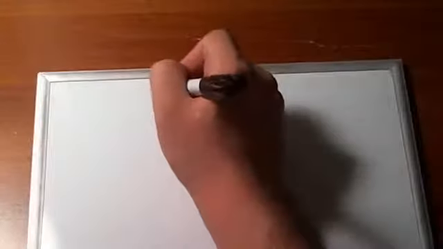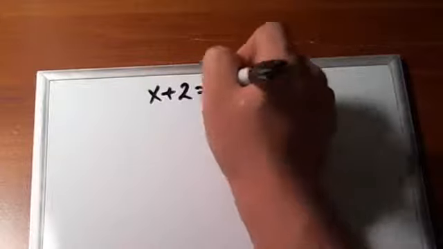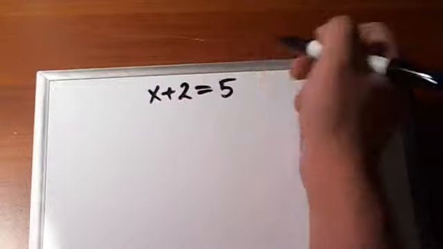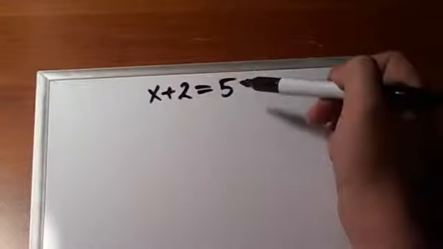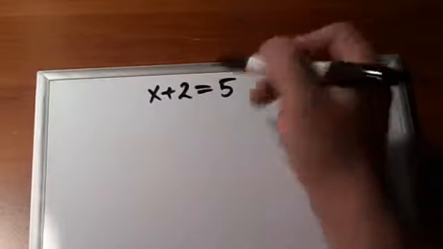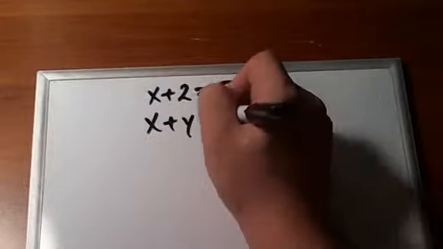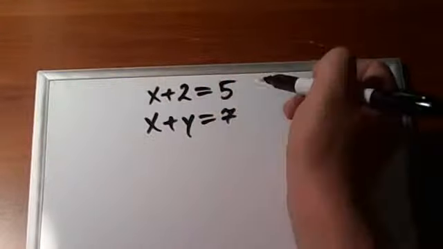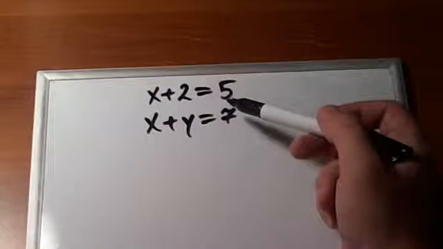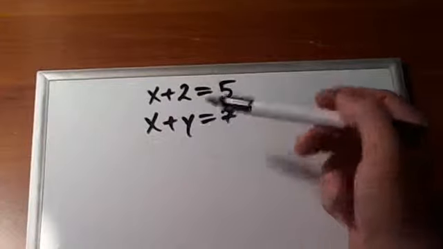In this video, I will be talking about linear equations. When you see the equation in a form x plus some number, let's say 2, is equal to some number, let's say 5, this is a linear equation with one variable, one unknown x. When you see the equation in a form x plus y equals some number 7, this is a linear equation as well with two unknowns, two variables x and y.